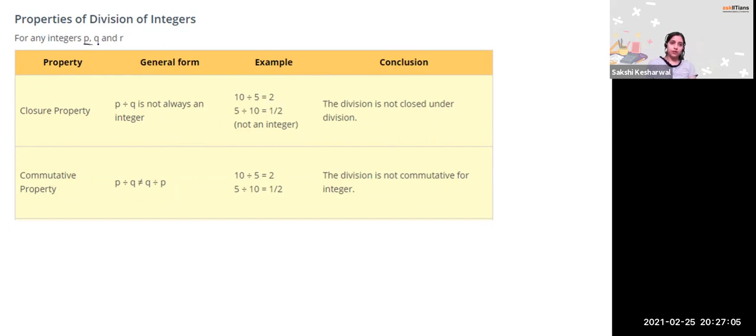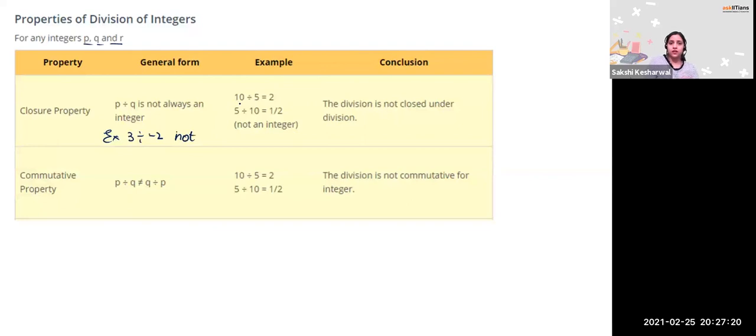For any integers p, q, and r, right? What is the closure property? It means integer divided by integer, and the answer has to be an integer. It is not always. For example, if I say 3 divided by 2, or negative 2, the answer is not an integer, right?